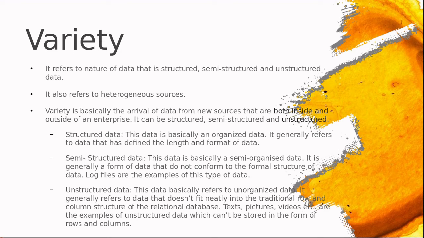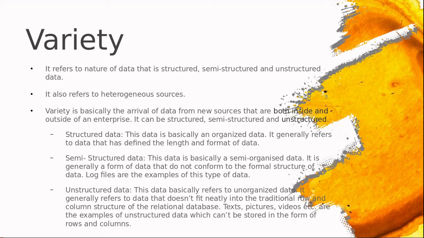Variety. It refers to the nature of data, that is structured, semi-structured and unstructured data. It also refers to heterogeneous sources. Variety is basically the arrival of data from sources that are both inside and outside of an enterprise. It can be structured, semi-structured, and unstructured.